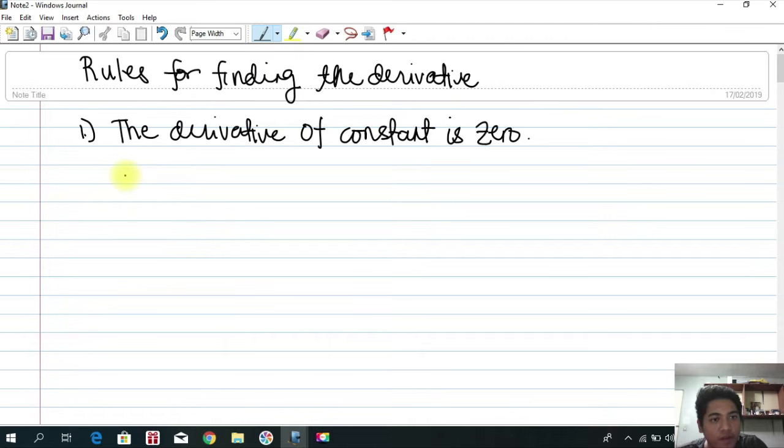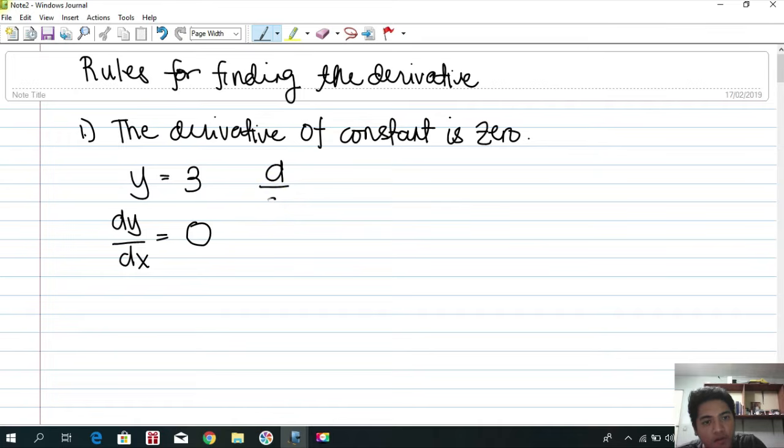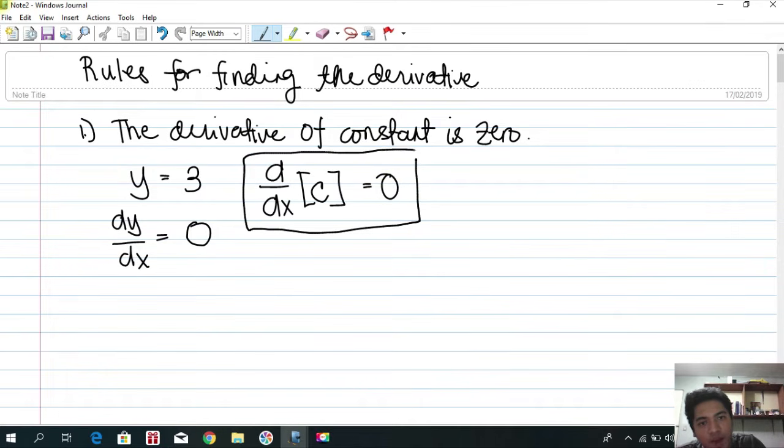So it means if you have a y that is equal to 3, if we get the derivative of that, dy over dx, the derivative of y with respect to x, is always equal to 0. So here is the formula. d over dx of any constant c is actually equal to 0. Okay? So if you are asked to find the derivative of, for example, y equals 1000, the derivative of y with respect to x is always equal to 0.